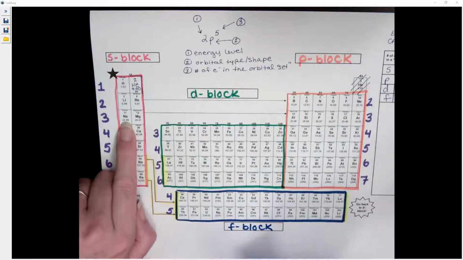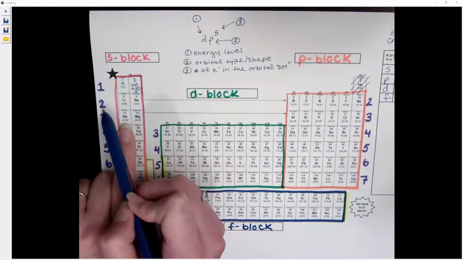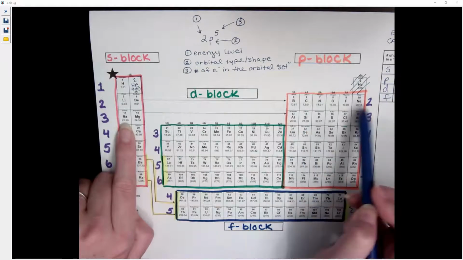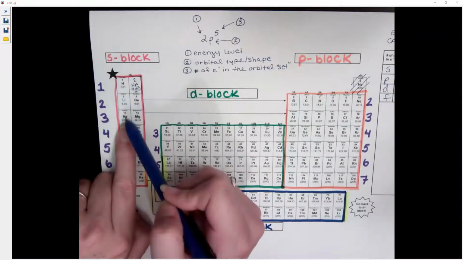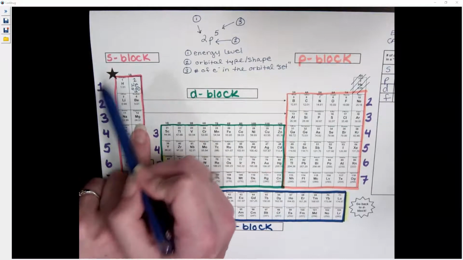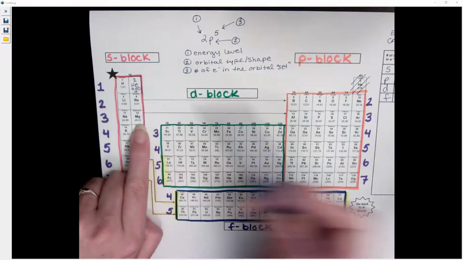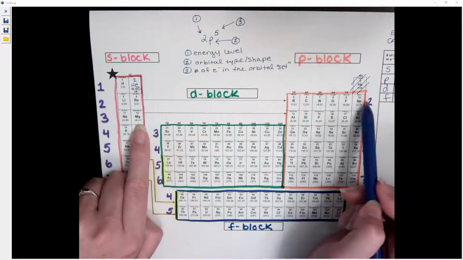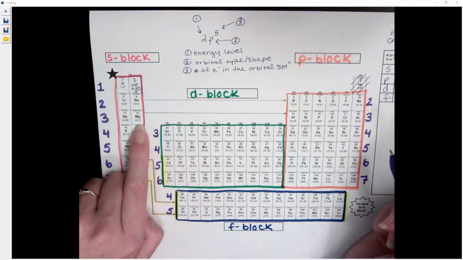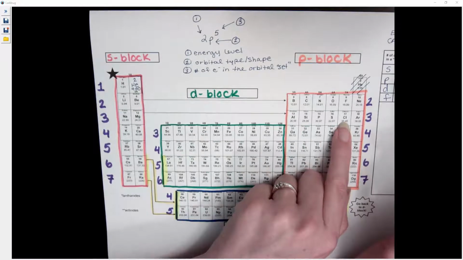Let's do sodium. 1s2, 2s2, 2p6, 3s1. Magnesium. 1s2, 2s2, 2p6, 3s2. Let's skip all the way to chlorine.